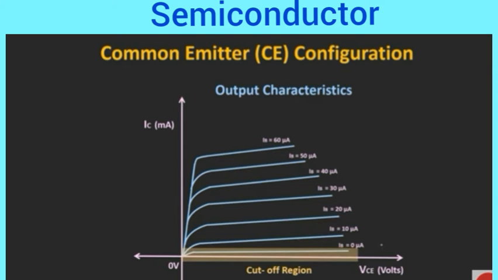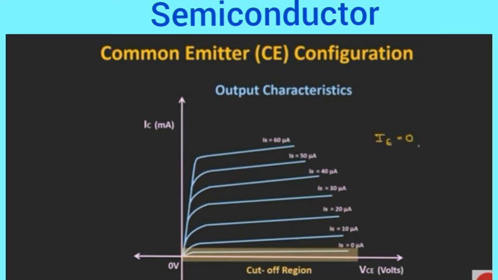Then if we talk about the third region of operation, it's the cutoff region. The transistor operates in this region whenever the base current IB is 0. Now in this cutoff region, if you notice, unlike the common base configuration, here the collector current is non-zero, or we can say that in the cutoff region the value of collector current is relatively large.